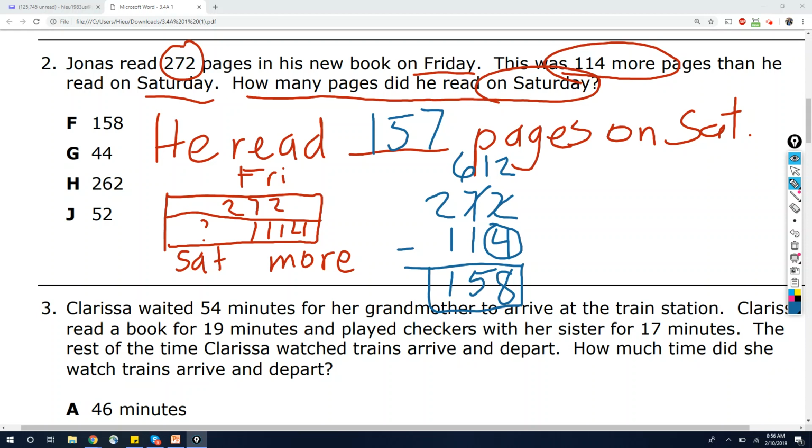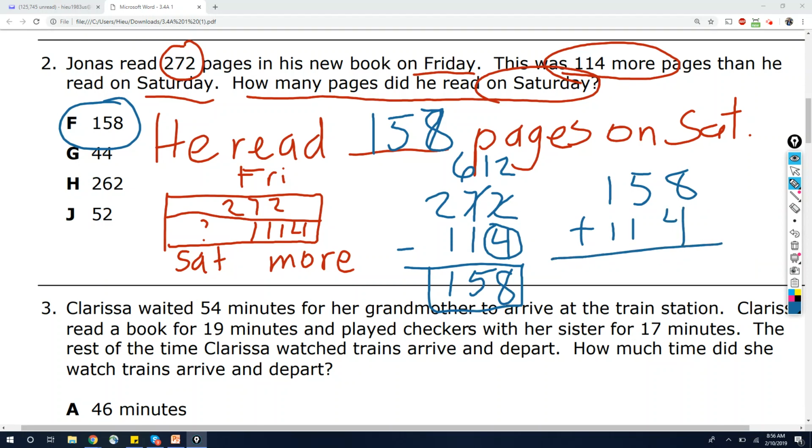Pages on Saturday. All right, if you want to, you can do Miss Win's check: 158 plus 114. We check our work. 8 plus 4 is 12. Grouping 1. This one is 7 and this is 2. It is correct. So 158 plus 114 is 272. All right, let's move on.